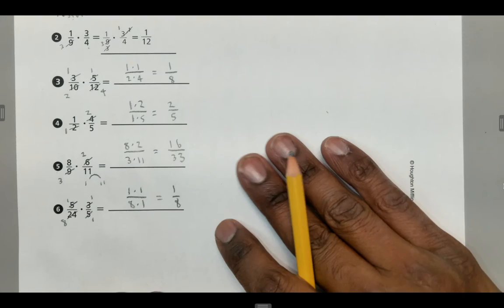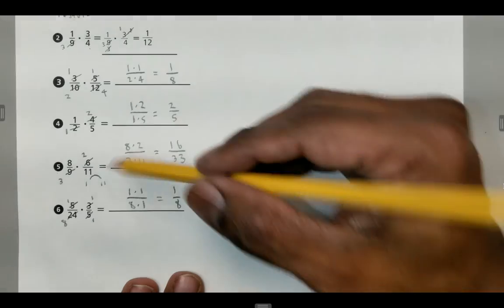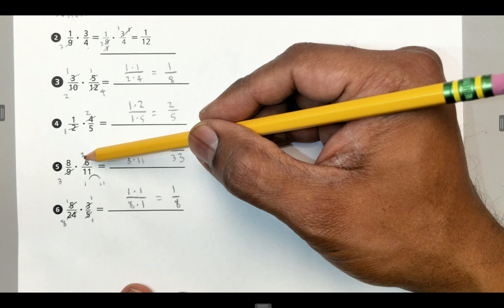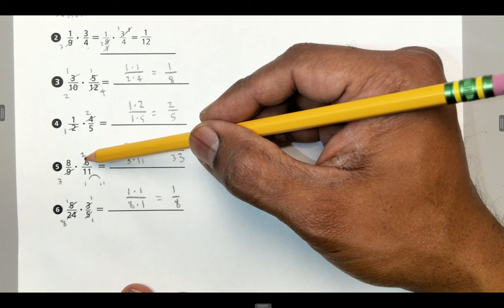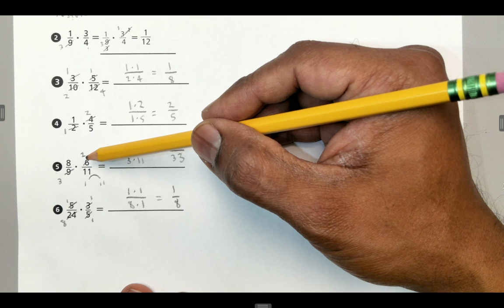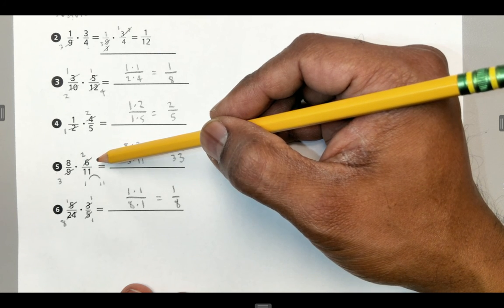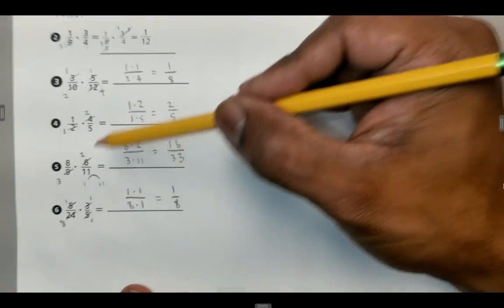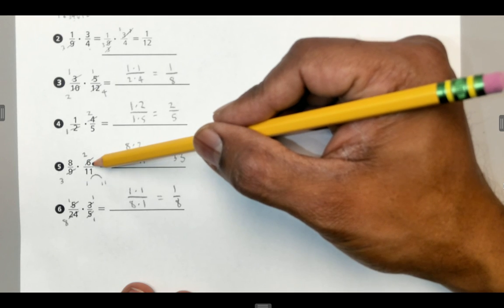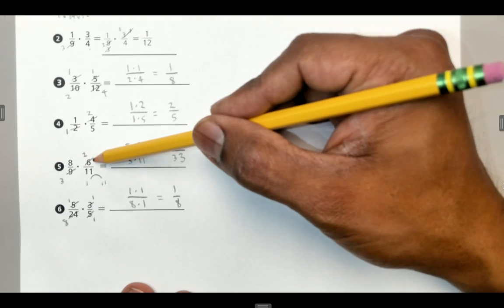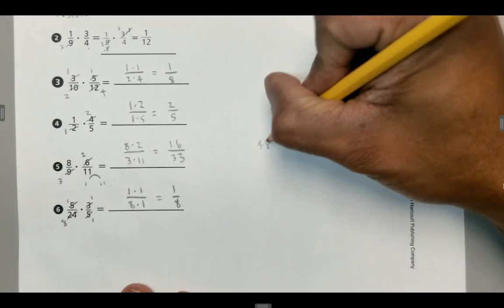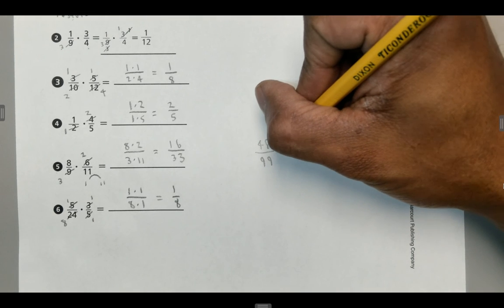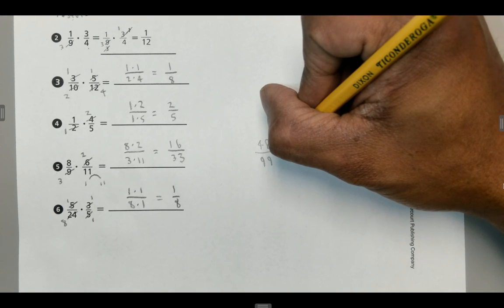So, to wrap up this lesson, when you are multiplying two fractions, look at the possibility of using cross-canceling to do your simplifying up front instead of trying to solve the problem and then do your simplifying at the end. It'll save you a lot of number crunching. For example, look at number 5. If we had just gone ahead and done 8 times 6 for our numerator, we would have gotten 48. 9 times 11 for our denominator, 99.